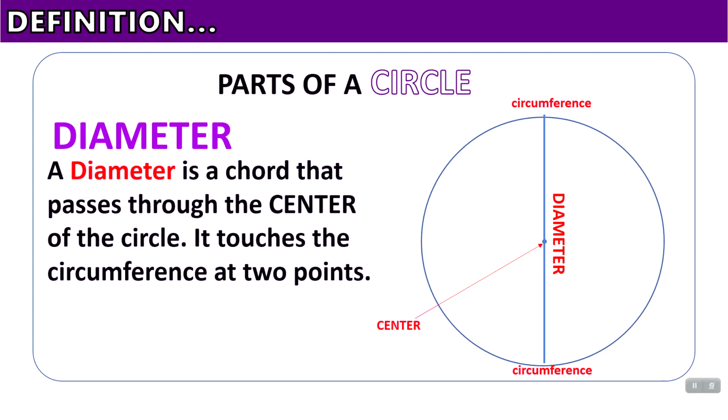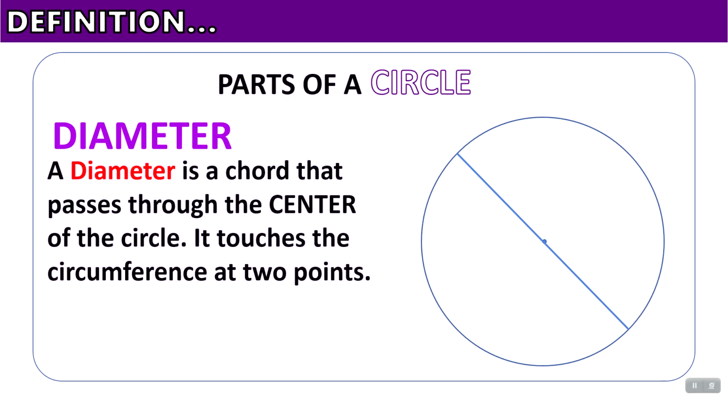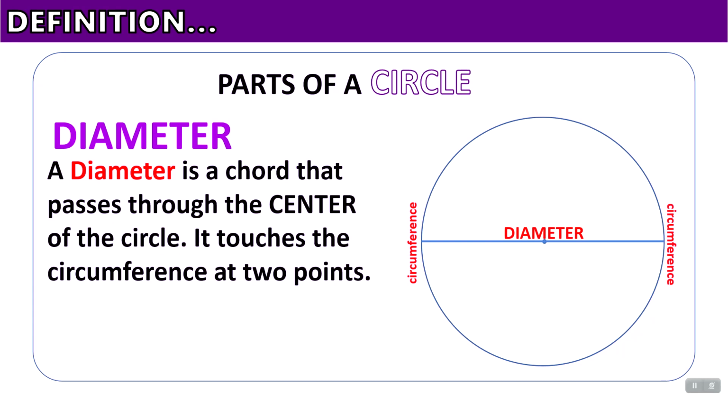And it doesn't only have to be drawn from top to bottom. We can start anywhere on the circumference as long as it passes through the center and touches the other side. From circumference through the center to the circumference, that is a diameter. If we go left to right, from circumference through the center to the other side, it is still a diameter.